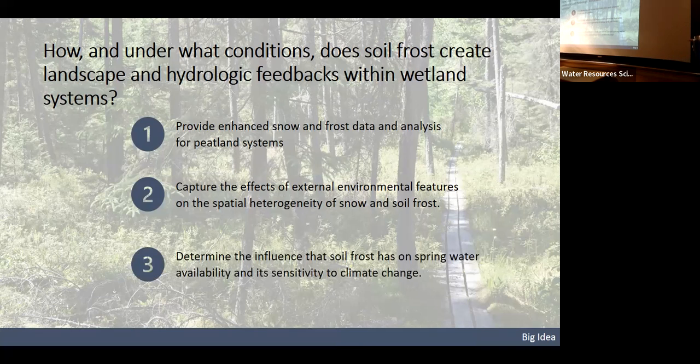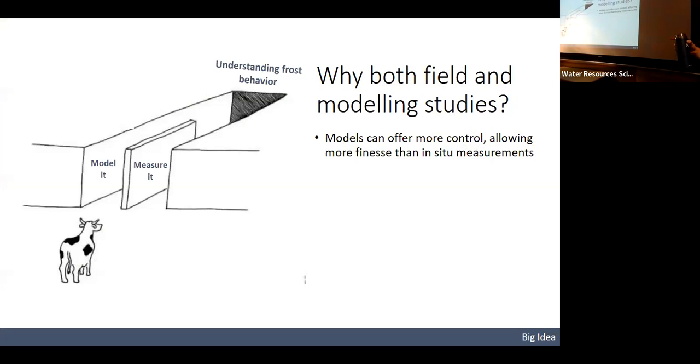And then the last thing that we'd like to know is more about the physical processes behind this influence that soil frost has on spring water availability and the division of that snow melt into runoff and infiltration, and how that influence is changing due to climate change. And this is where our modeling study comes into play. So you might be wondering why both field and modeling studies. It seems like a lot. But they offer us different things that both will get us towards the same goal.